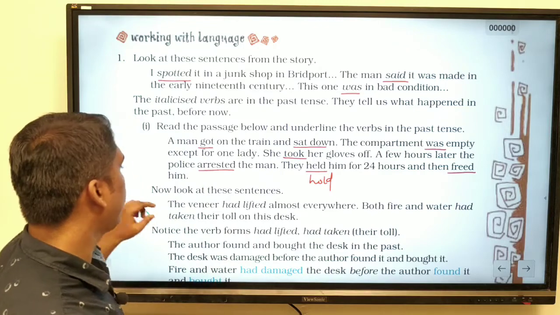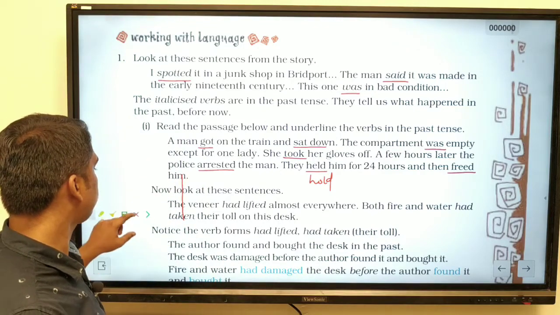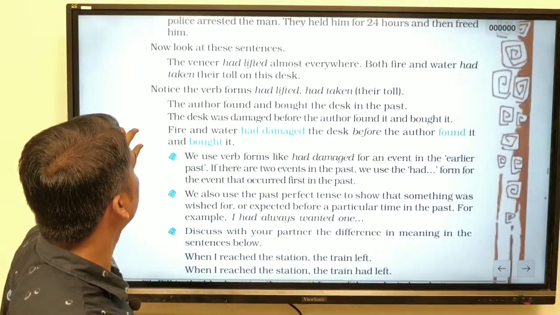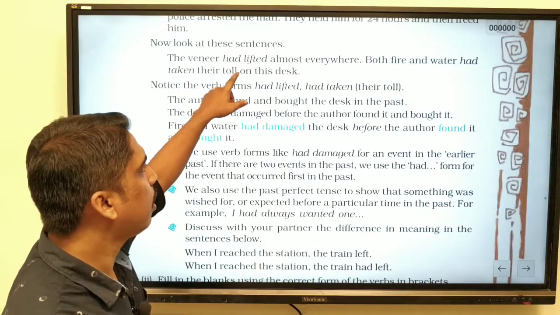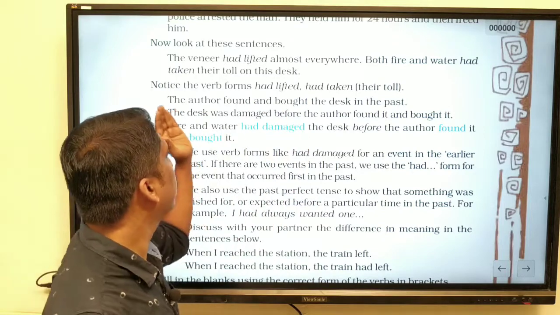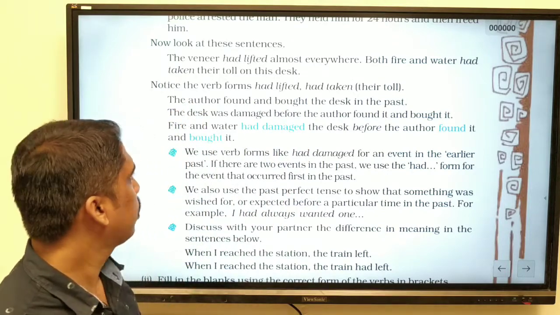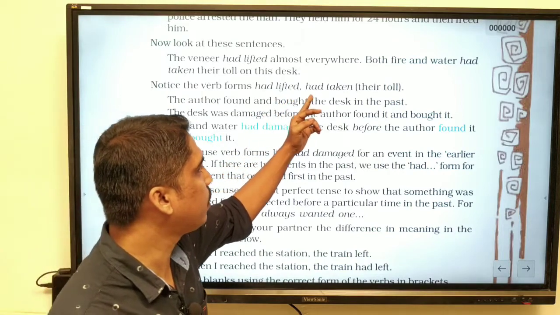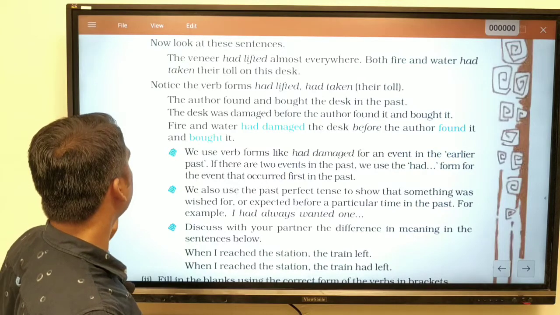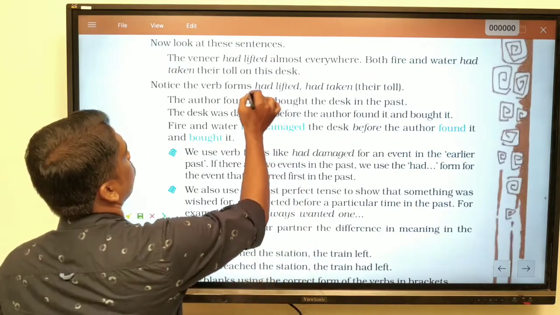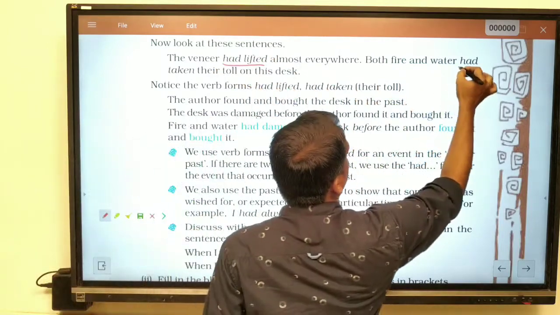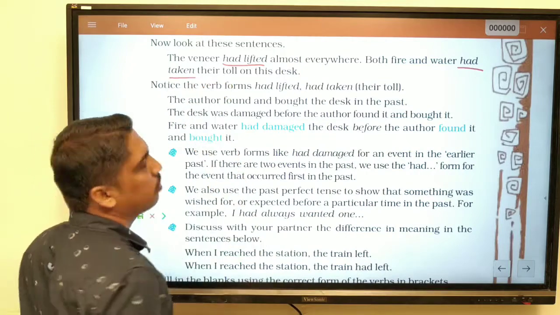Okay. Now look at these sentences. The venue had lifted almost everywhere. Both fire and water had taken their toll on this desk. Notice the verb forms had lifted, had taken their toll. So, two verbs are given there in italics. Which are they? Yes, first one had lifted and here had taken. So, these are the verbs.